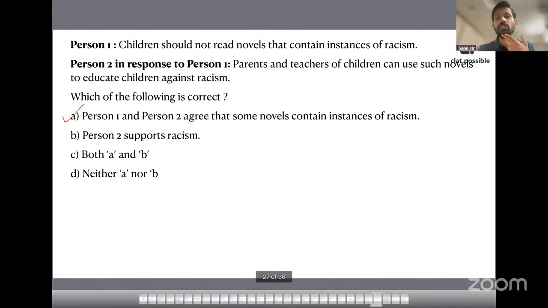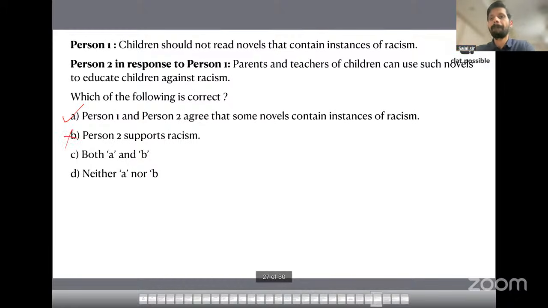Person two supports racism? No, he just supports reading of these novels to be able to learn from them, right? Or for parents and teachers to educate children against racism, right? So this is out. Option A is correct.